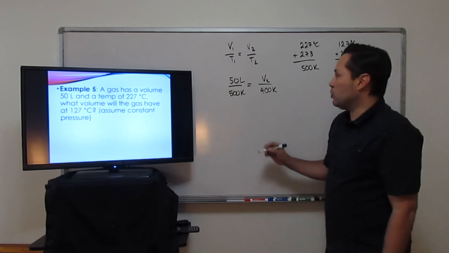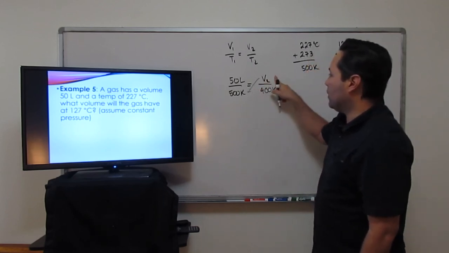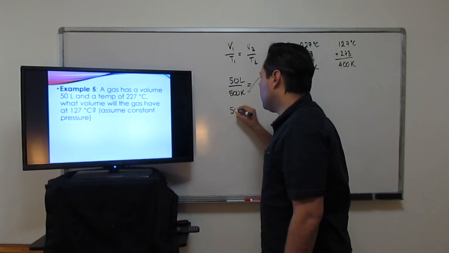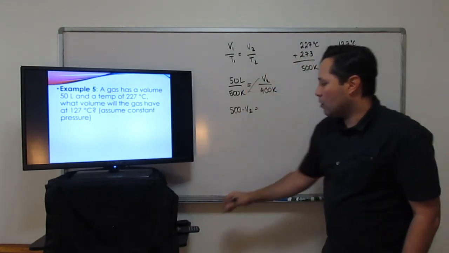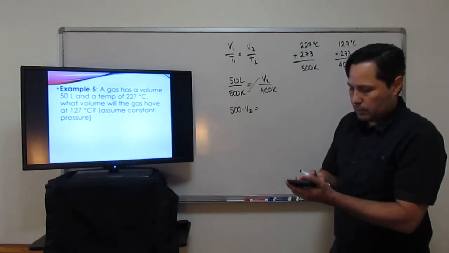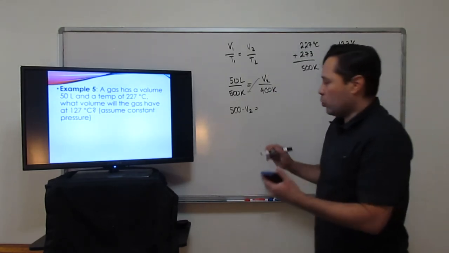Again, from here, what we do is we begin to cross multiply. So it's going to be V2 multiplied times 500. That just gives 500 times V2. And here it's going to be 50 times 400. That gives us 20,000.